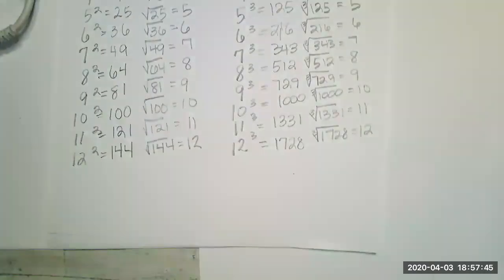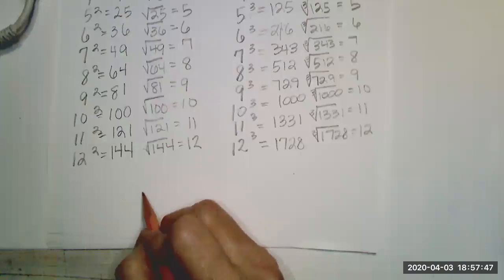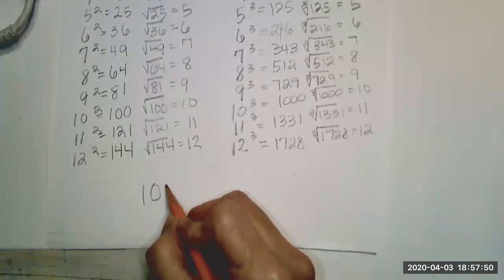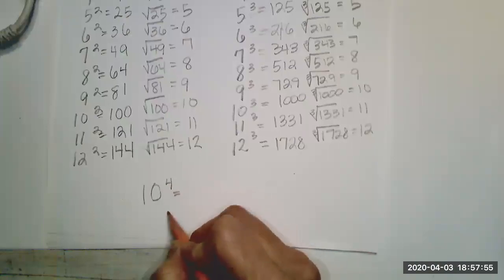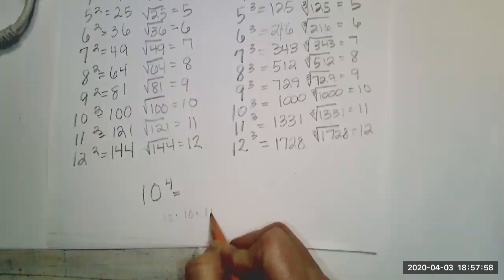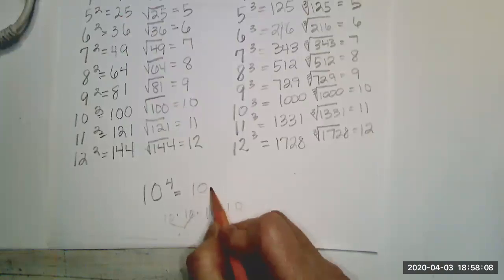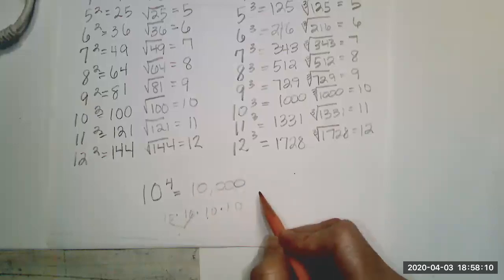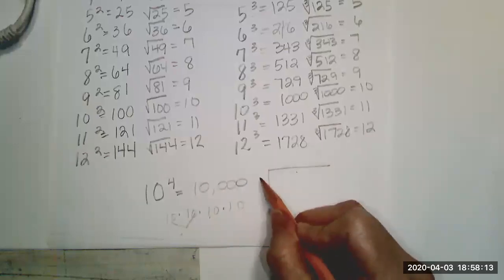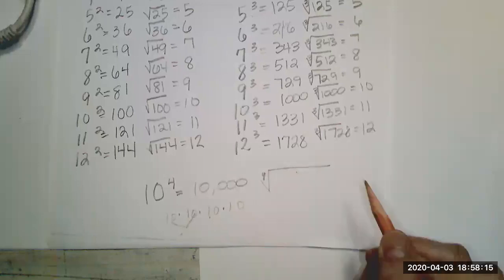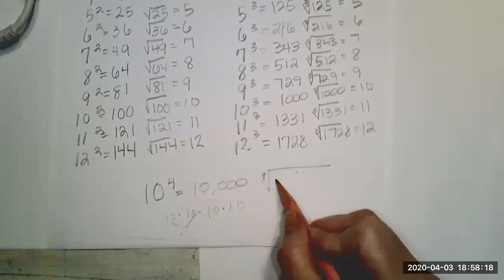Now, this would also apply if you had a number that was raised to another power, like 10 to the 4th, which would be 10 times 10 times 10 times 10. 10 times 10 would be 100. 100 times 10 would be 1,000. 1,000 times 10 would be 10,000. And then the opposite of that, we'd have to notate where we're looking for the 4th power.